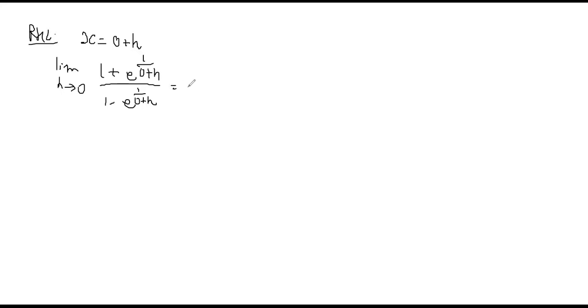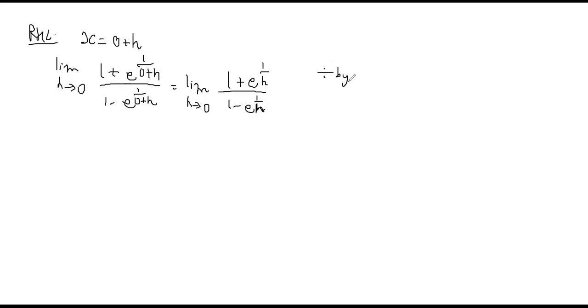Now, limit h tends to 0, (1 plus e raised to power 1 by h) by (1 minus e raised to power 1 by h). Got it? Here 0 plus h is equal to h. Okay.